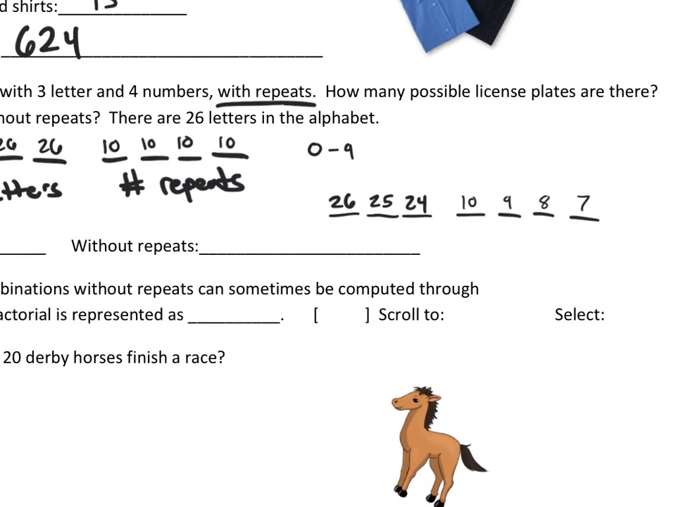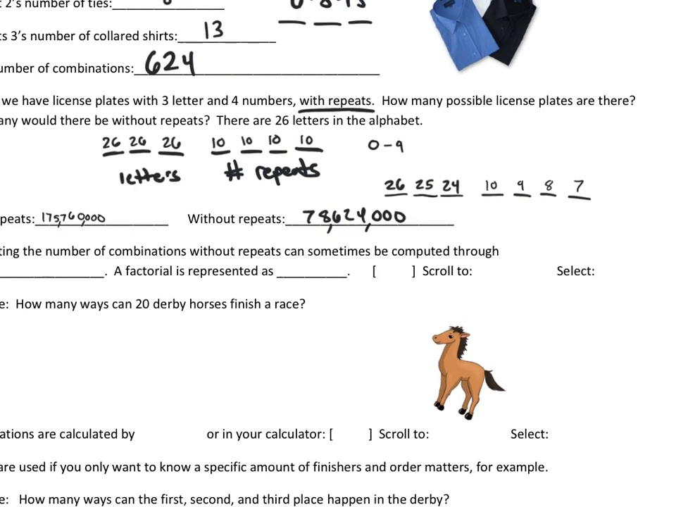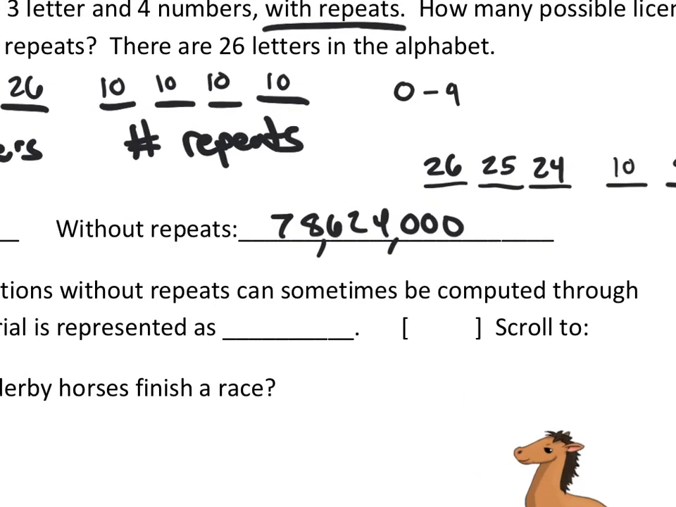So if we do this without repeats, we get a different answer. We'll get 78,624,000. So we only get 78 million if we don't allow repeats. Now that's still way more license plates than that state would need. So the state might decide, hey, let's just go ahead and not have repeats. It's just a choice they make so that there's not going to be the same letter on there twice or the same number on there twice. They would know that that would be a choice that they could make if they wanted to, and they would still have more than enough license plates for everybody in the state.